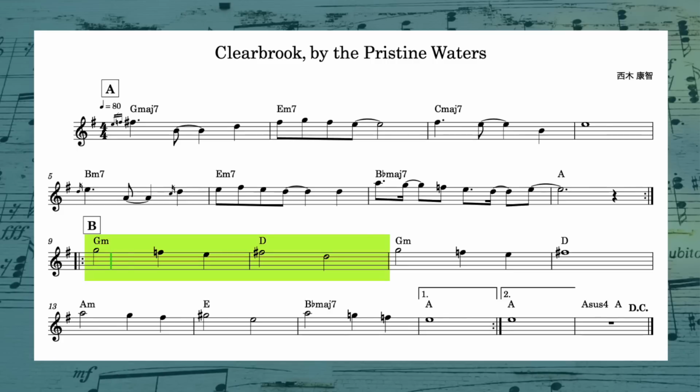In the B theme, from Clearbrook by the Pristine Waters, we start with this basic idea on G minor to D. To give the middle of this theme lift and energy, he simply sequences that exact same phrase up a whole step to A minor and E.